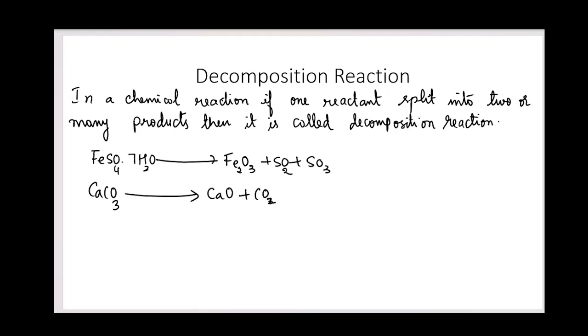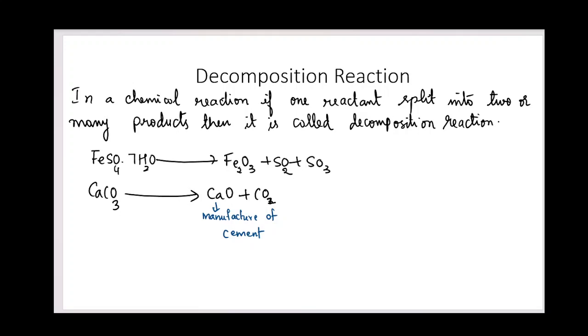Okay, and this calcium oxide is used in the manufacture of cement. Which one? The decomposition reaction. Meaning, in the decomposition reaction, calcium oxide is used in the manufacture of cement.